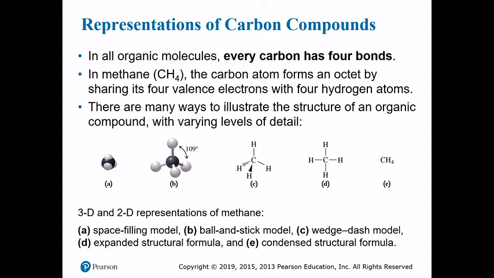For example, methane, CH4, has a central carbon atom with 4 single bonds to 4 separate hydrogen atoms. There are many ways to represent an organic compound like this, and you can see a few different examples here. The first 3 are 3-dimensional representations that try to show the real shape of the molecule, while these last 2 are simple 2-dimensional pictures that just try to show the bonding patterns or connections between atoms. We'll look at each of these kinds of models in more detail in a moment.